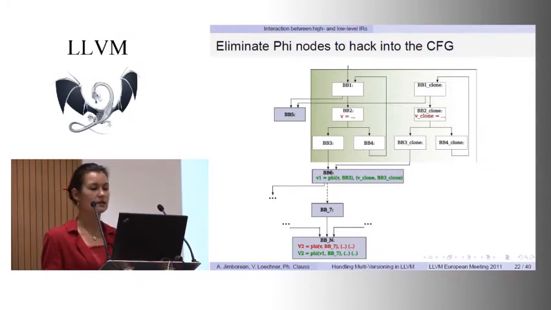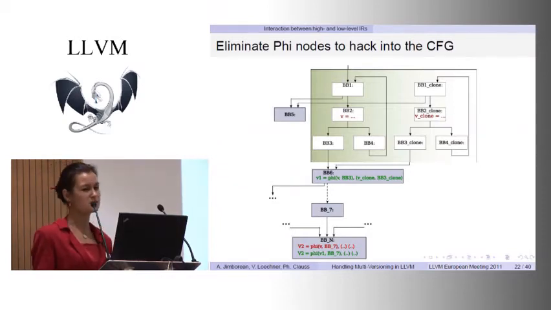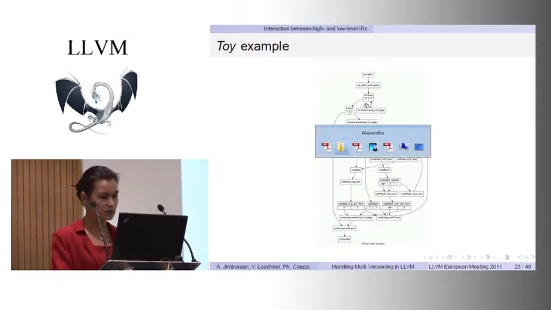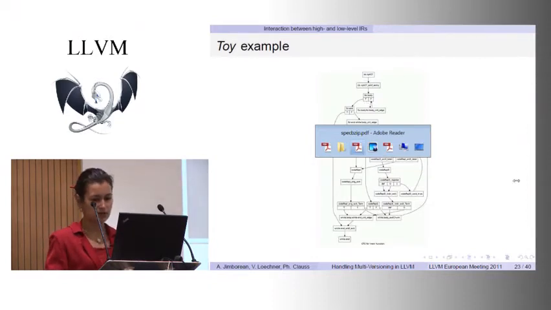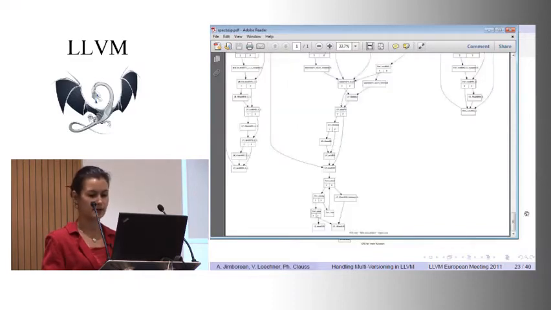But when we go to something like this, I'm not going into the details. I'm just showing a control flow graph of a very simple example, which is optimized with LLVM. But as soon as we go into the SPEC examples, we have loops that look like this. So it's actually really difficult to hack into the control flow graph and maintain the Phinodes at the same time.